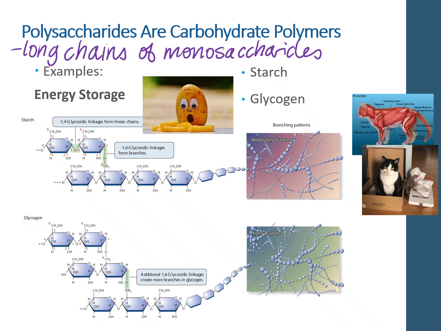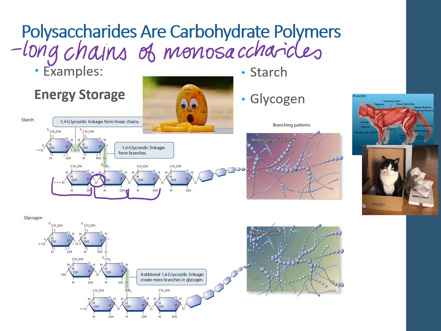One of them is energy storage. So plants store their monosaccharides as the polysaccharide starch. You'll notice that starch is a chain of glucose molecules linked together by a glycosidic linkage. Now, starch is a single chain. It doesn't branch very much. It's not a very compact molecule, which is why plants can use starch. They're not going anywhere. They don't have to carry it around. It's okay if it's bulky.